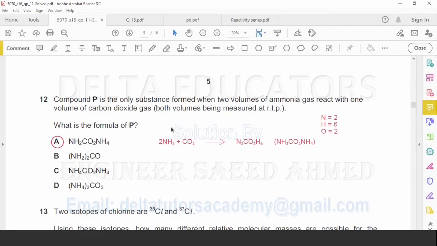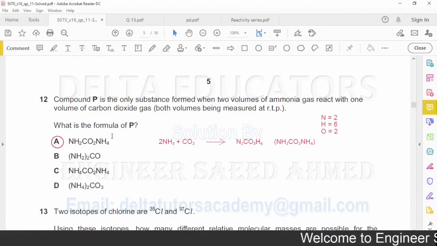Now the total number of atoms before the reaction will be equal to the total number of atoms after the reaction. Before the reaction we have a total of 2 nitrogen, so the compound formed will have 2 nitrogen. The total number of hydrogen is 6, so the compound formed will have 6 hydrogen. Here we have 1 carbon and 2 oxygen, so the compound formed will have 1 carbon and 2 oxygen. Now we have to check the options.